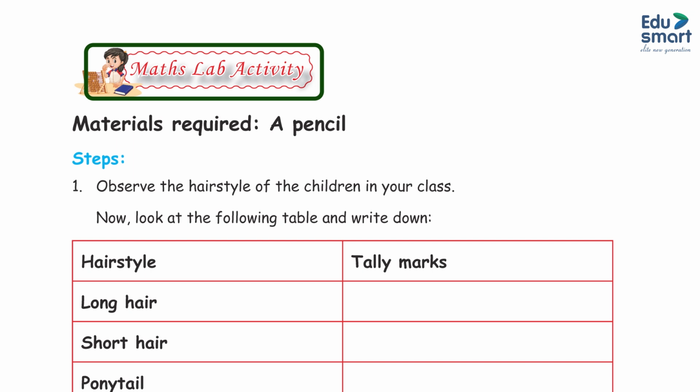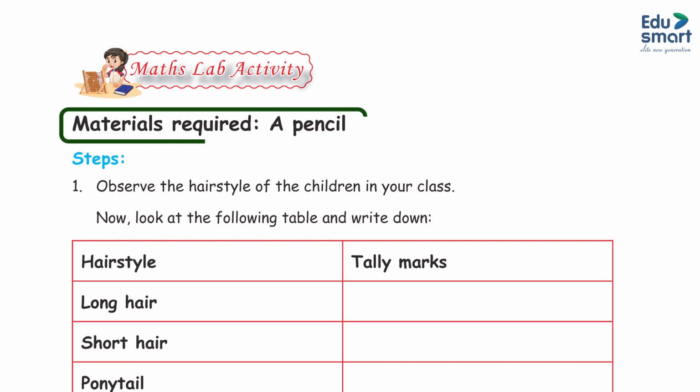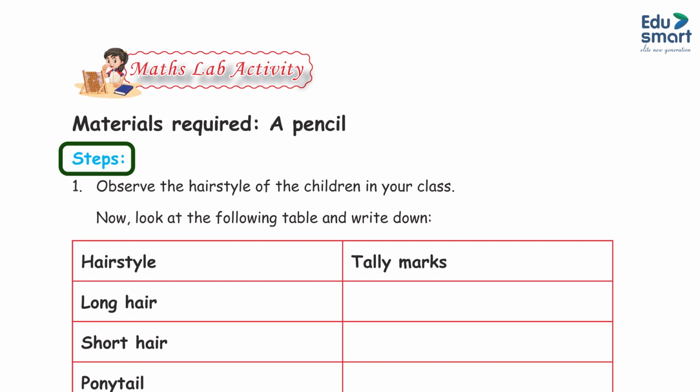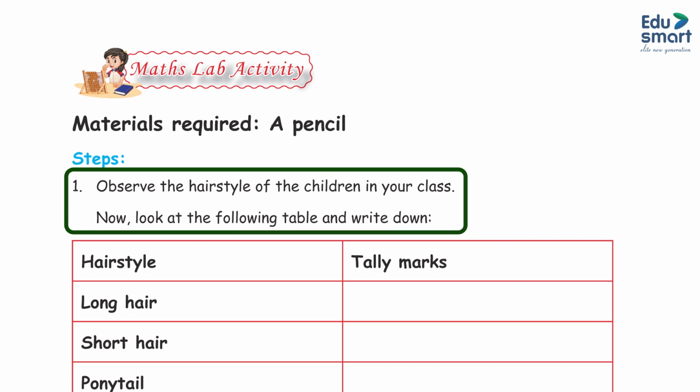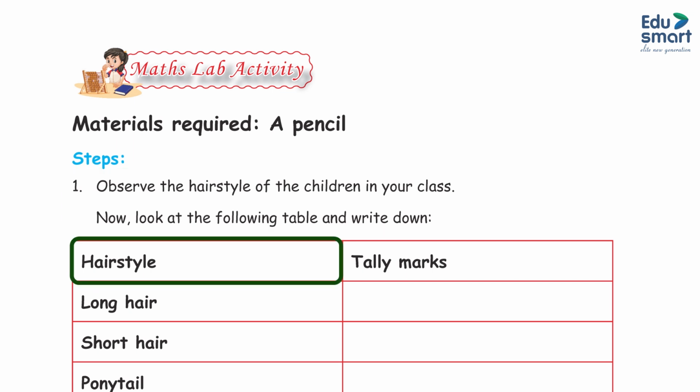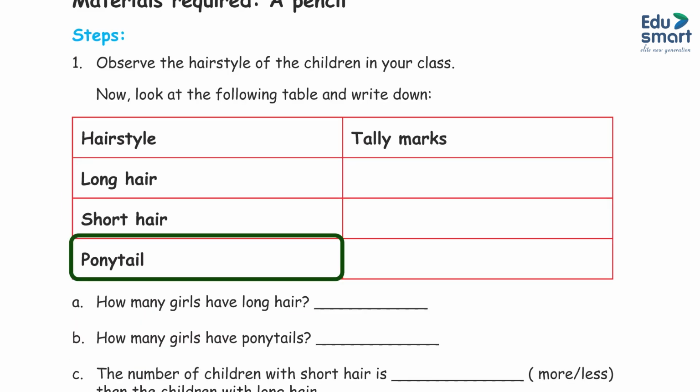B. Maths lab activity. Materials required: a pencil. Steps: 1. Observe the hairstyle of the children in your class. Now look at the following table and write down. Hairstyle: long hair, short hair, ponytail.